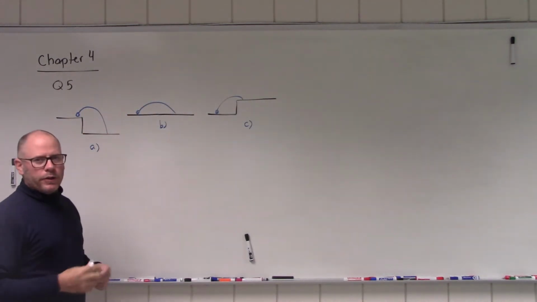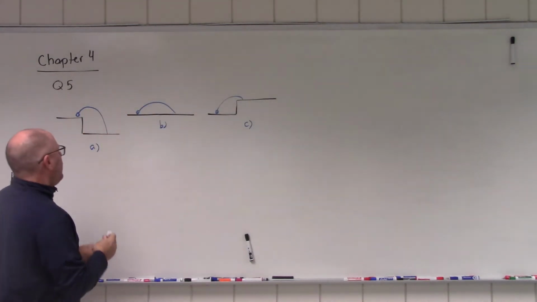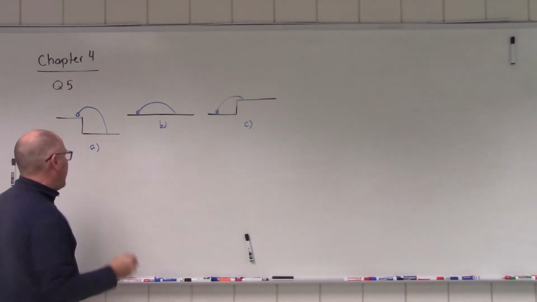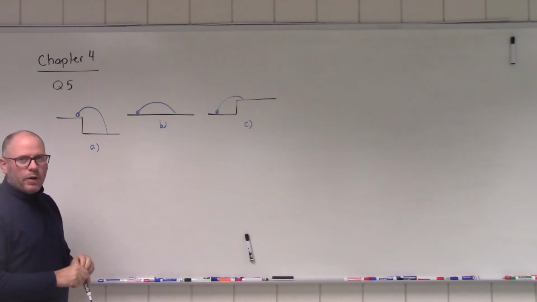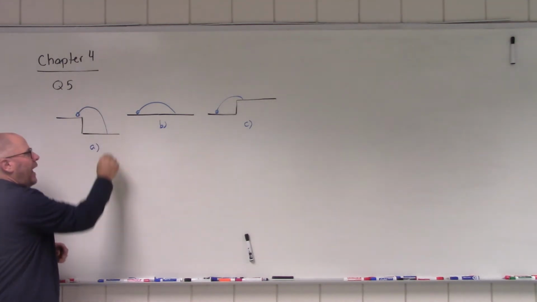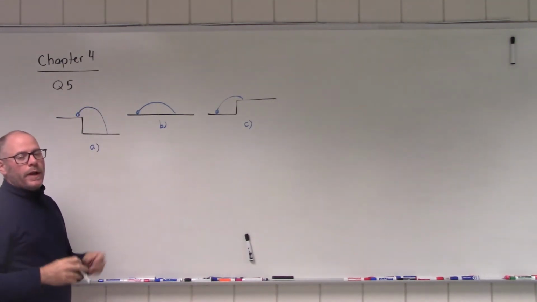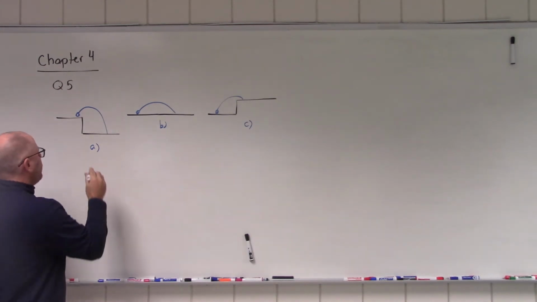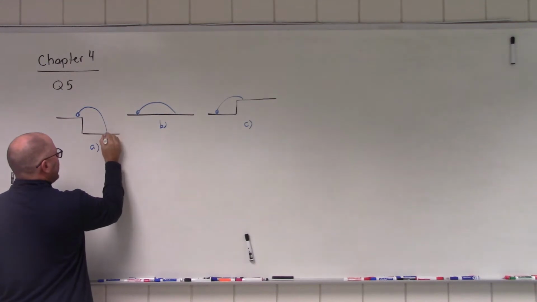I'm within my ability to draw it, but the textbook's a little better. So which one hits the ground moving the fastest? Obviously, A hits the ground going the fastest because the ball was in the air the longest, and so it had the most time to speed up in the vertical direction. So in each of these, the horizontal speed is the same.